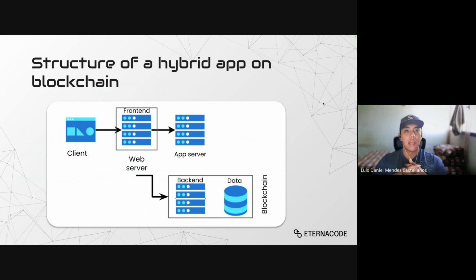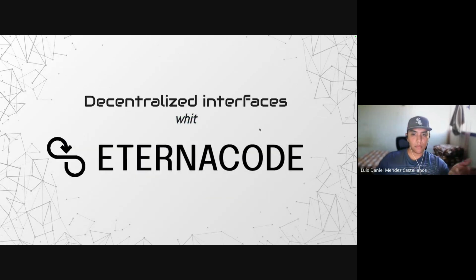But actually, we have hybrid applications. In this case, it's an application using blockchain to interact with information. As you can see, here we have the client. The front end is on a web server also, and is interacting with the app server. But for the part of the interaction with the data, we have a backend and all the data hosted on blockchain. And here we have the decentralized interfaces with Ethernet code.